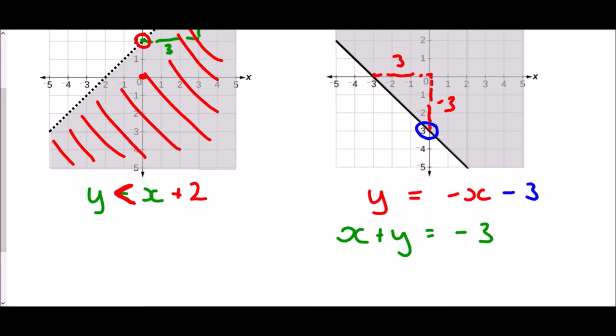And all I want to do now is choose a point on the graph, and I'm going to go with 0, 0 because it's the easiest one to do. 0 plus 0 compared to negative 3, well, 0 plus 0 is 0. That is greater than negative 3, and therefore the sign in my inequality should be a greater than. The line is solid, and therefore we should add the line underneath as well. And so the answer to this inequality is x plus y is greater than or equal to negative 3.